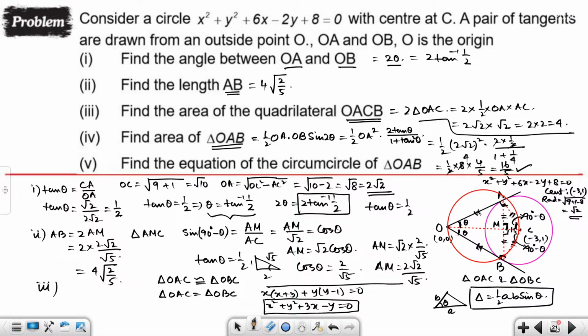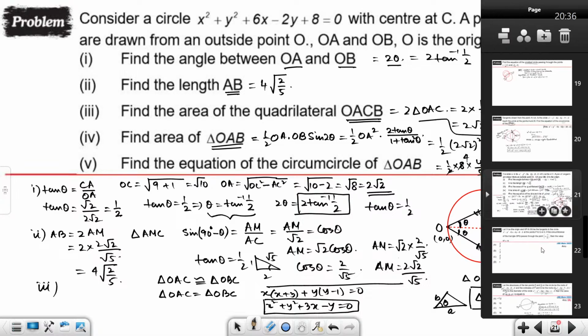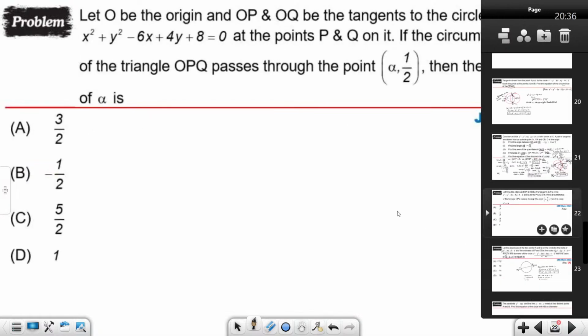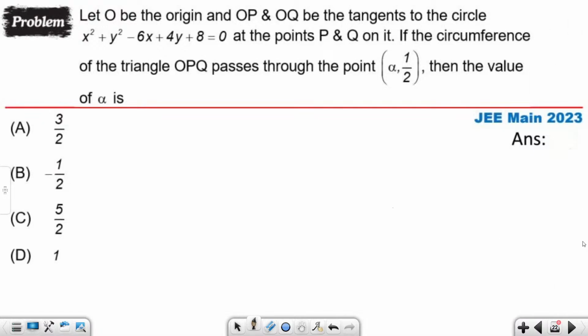Okay, now let us move to the next problem, which actually came in our JEE Mains 2023. Same type of question, see? Same type of question. If you know how to solve it, it's easy for you to solve. What is the thing given? O is the origin, OP and OQ are the tangents to the circle. Same circle. Same question. This is the circle.